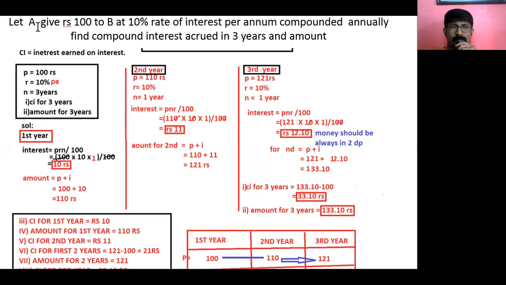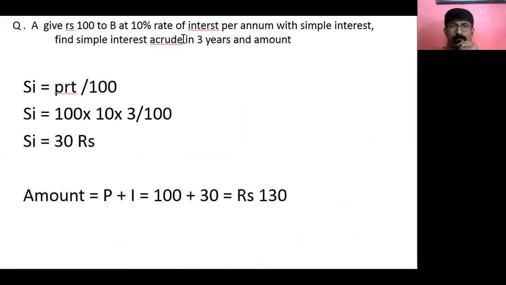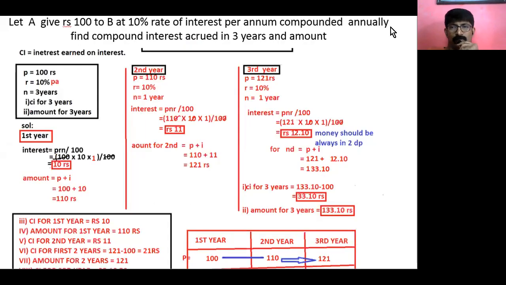Question number two. Let A give rupees 100 to B at 10% rate of interest per annum, compounded annually. This word is very important: compounded annually. Find the compound interest accrued in 3 years and the amount. Now, what is the basic difference from the previous slide's question? It was with simple interest, and this is with compound interest annually. Are you getting it? So one small word changes and the entire scenario changes. So let's see how.